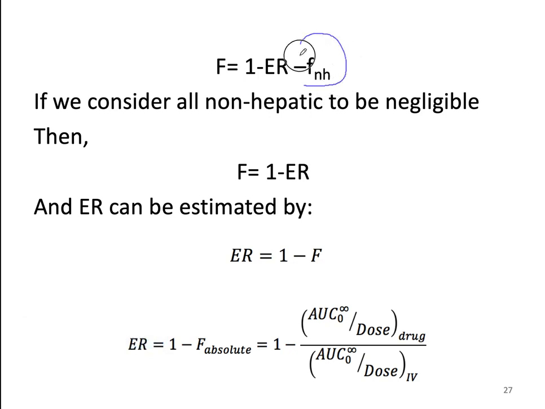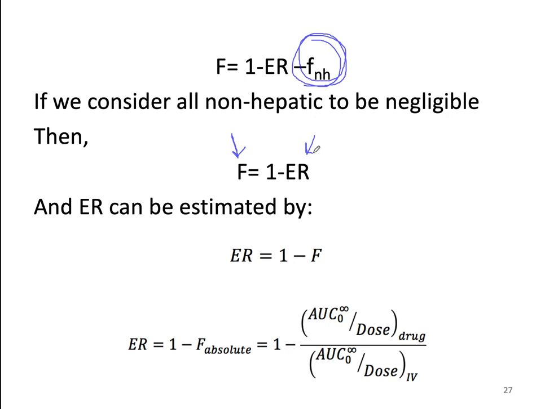So, as the usual case, this is not there, so the total fraction of the drug reaching the systemic circulation will be 1 minus the extraction ratio, because we are talking about fraction, and we are talking about the fraction happening in the hepatic. And this is by common sense, okay?